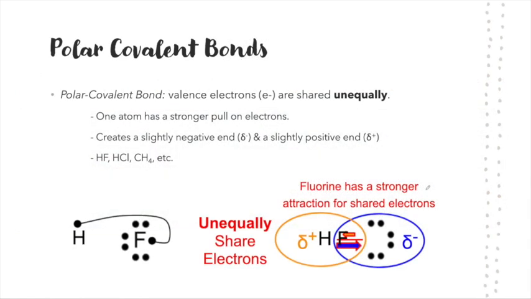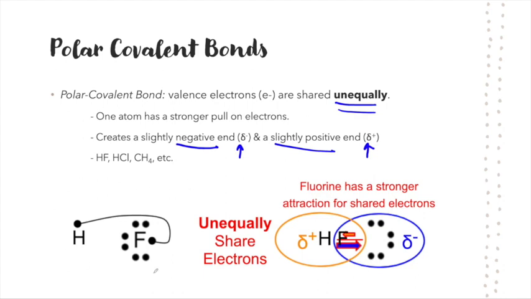So, polar covalent bonds: again, valence electrons are shared unequally. This means that one atom has a stronger pull on the electrons. It creates a slightly negative end, signified by this, and a slightly positive end, signified by that. Some examples would be HF, HCl, CH4, and many more.